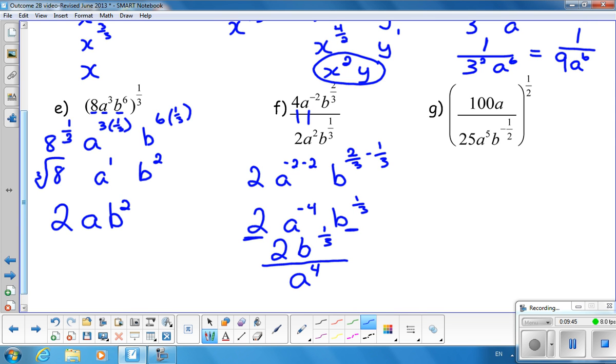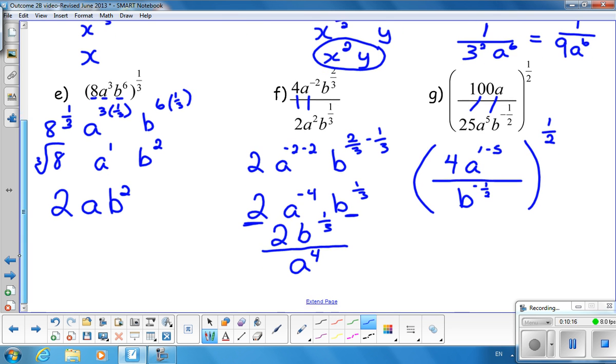Okay, part G. I'm going to start by simplifying inside my brackets. So I have some numbers that I can divide. 100 divided by 25 is 4. I have a's on the top and the bottom, so I'm dividing a's. So I'm going to have a to the 1 minus 5. And I only have b's in the bottom, so we're going to leave them there for right now. So I have b to the power of negative 1/2. All of that is still to the exponent of 1/2.